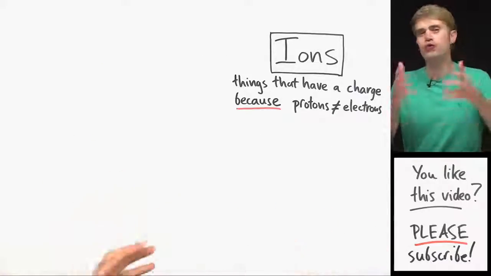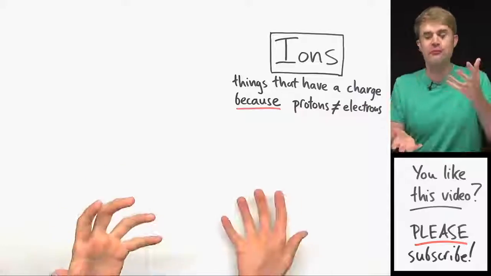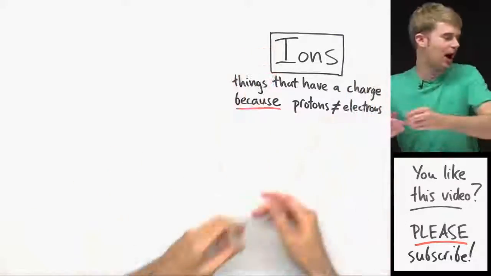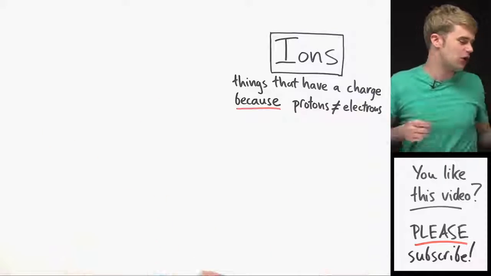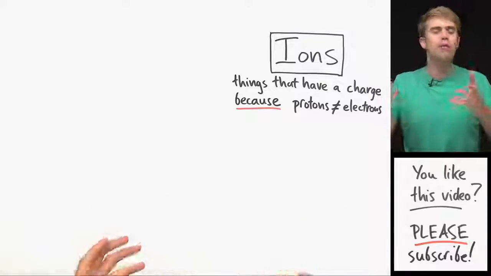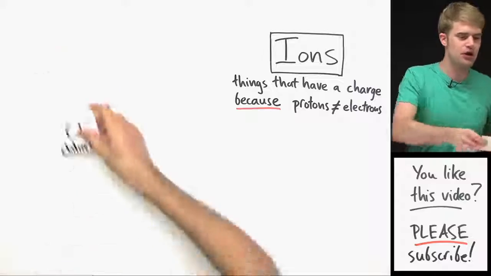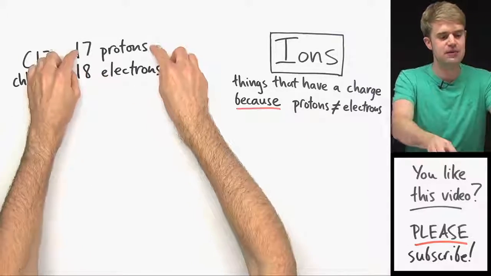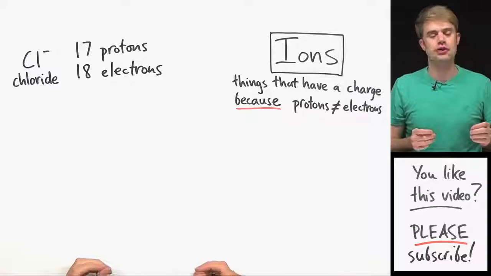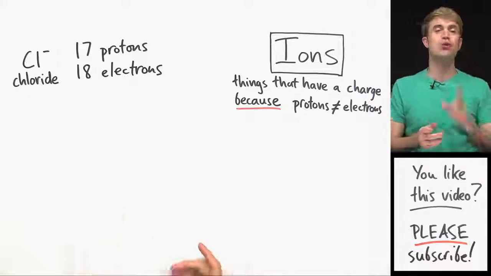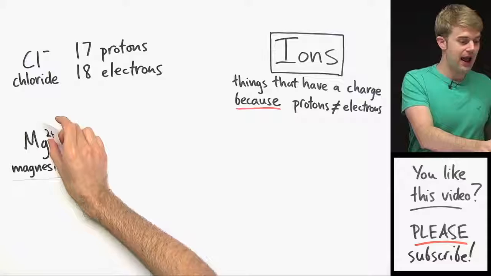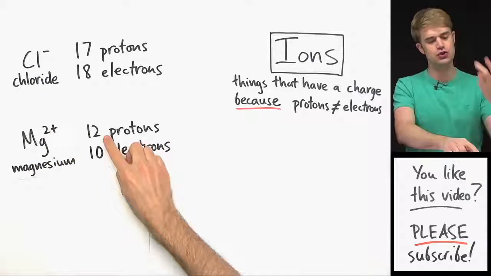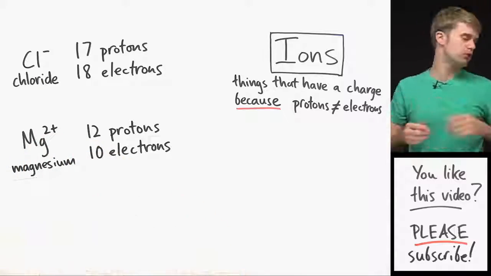When an atom or a group of atoms has a different number of protons and electrons, it has an electrical charge, and we call it an ion. An ion is something that has a charge. Now, you've probably run into a whole bunch of ions just in your study of chemistry. For example, there's Cl-, which is chloride. It has 17 protons and 18 electrons. It's got that one more electron, so it has a 1- charge. Or Mg2+. It's got 12 protons and only 10 electrons. Those 2 extra protons give it a 2+ charge.